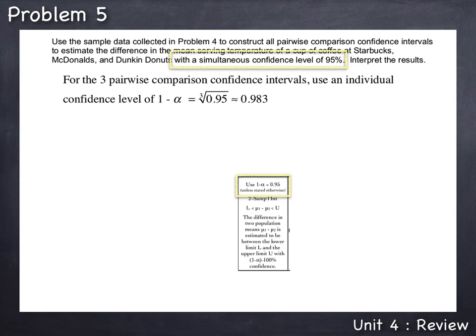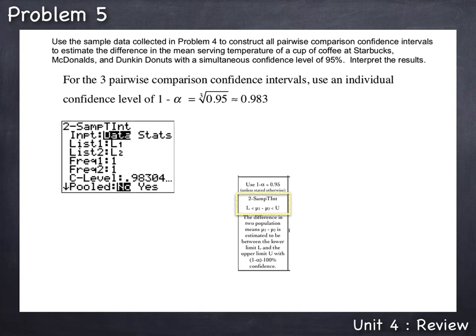Now that we know the level of confidence we're going to use, we can then calculate the lower and upper end of the confidence interval to estimate the difference in these two population means using the 2SampTInt command on the TI-84 calculator. Since we'll be constructing three separate confidence intervals to do all pairwise comparison confidence intervals, we'll have to execute this 2SampTInt command three separate times.